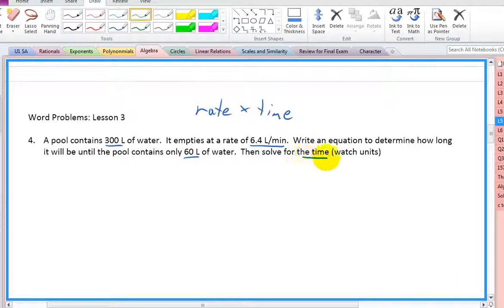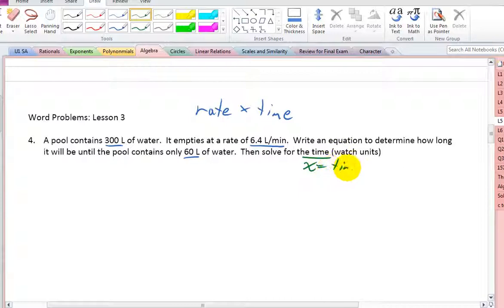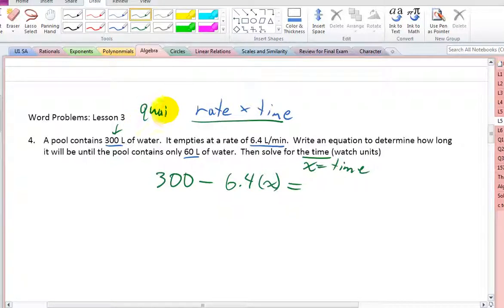Solve for time. So X equals the time. So we have rate times time. Now you start with 300. You want to take away 6.4 times X, because that's how fast it's emptying. If it's emptying, you're taking water away. So quantity equals rate times time. And so the final quantity after you take it away will be 60.